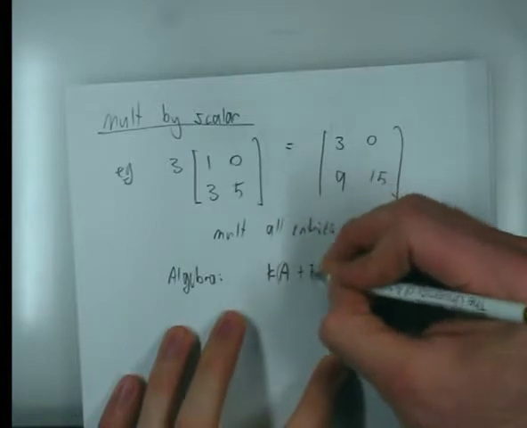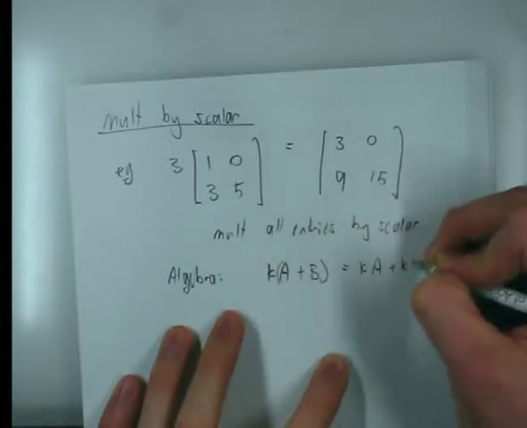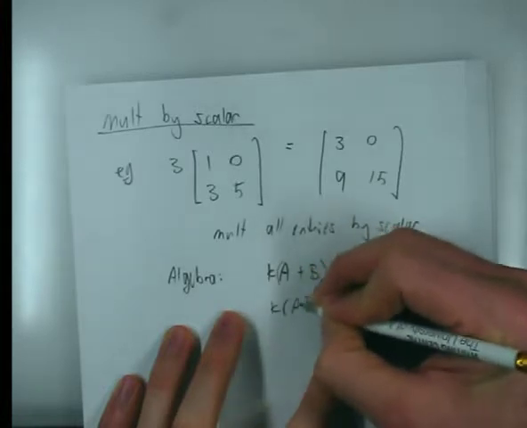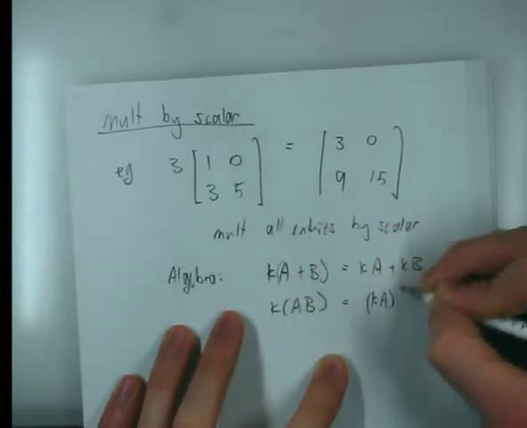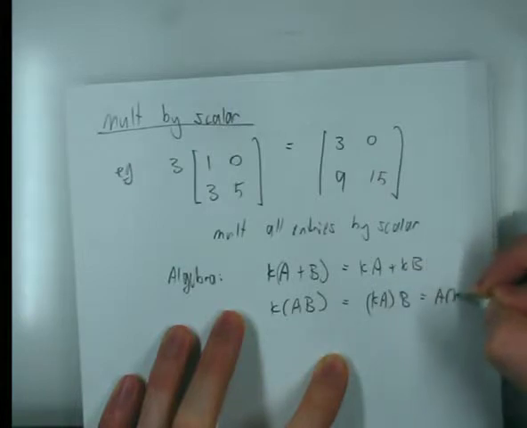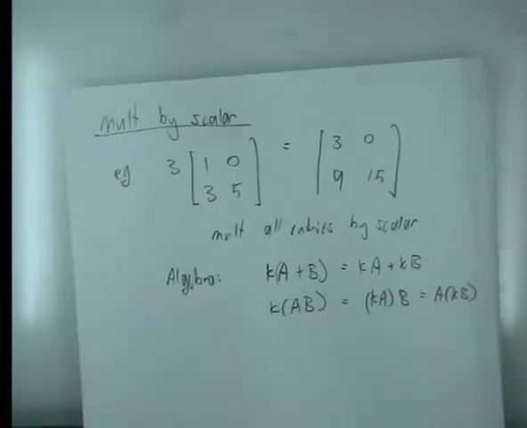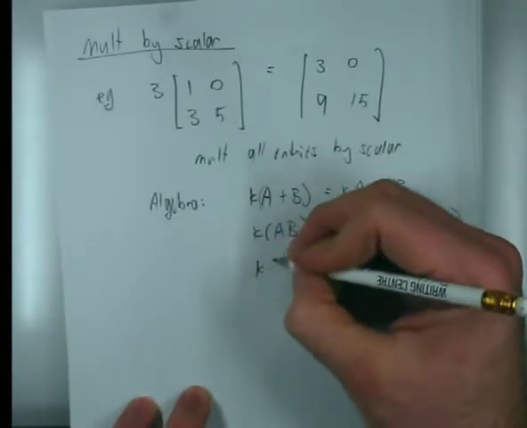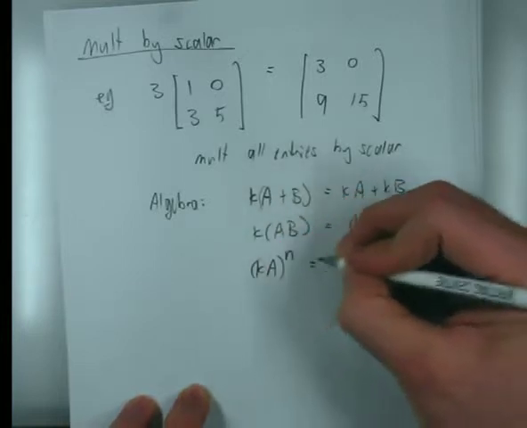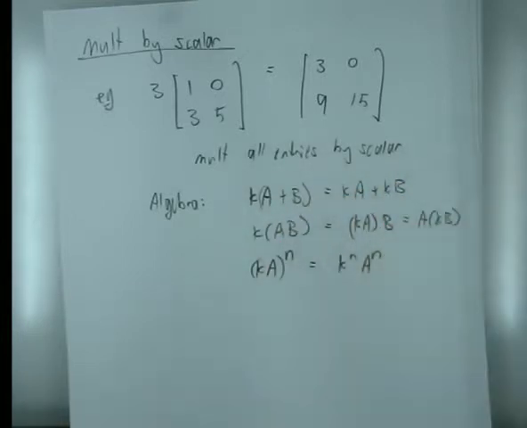Well, k of A plus B, I can expand brackets. k of AB, well, I could put the k with the A, or if I wanted to, I could put the k with the B. So that allows me to do algebra when I do matrix equations. With powers, I'll just do both of them to a power. So that's great. Okay, and that's exactly how ordinary numbers can be manipulated in algebra, and so it follows the same rules pretty much.